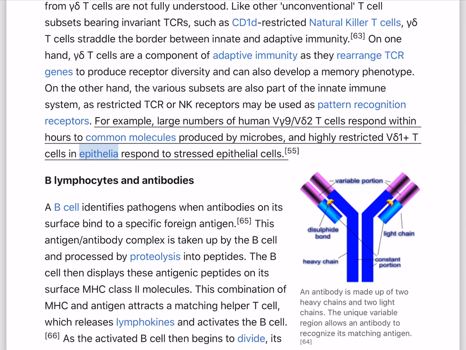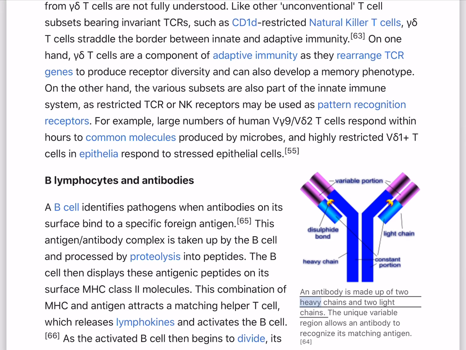An antibody is made up of two heavy chains and two light chains. The unique variable region allows an antibody to recognize its matching antigen. B lymphocytes and antibodies. A B cell identifies pathogens when antibodies on its surface bind to a specific foreign antigen.